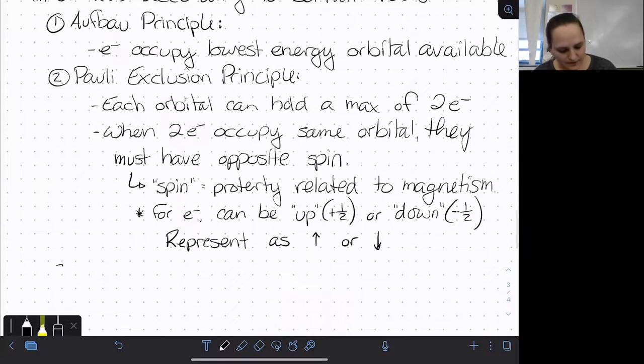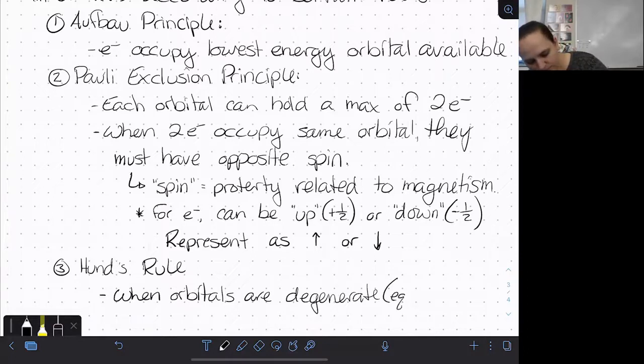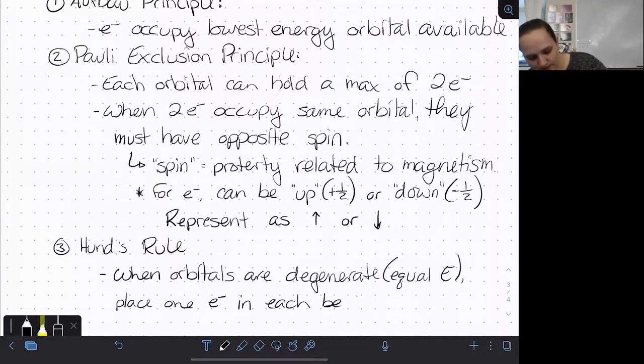And then the third and final rule is Hund's rule, that tells us when orbitals are degenerate, or equal in energy, you will place one electron in each orbital before you pair them up.